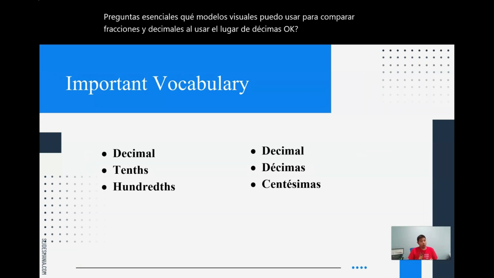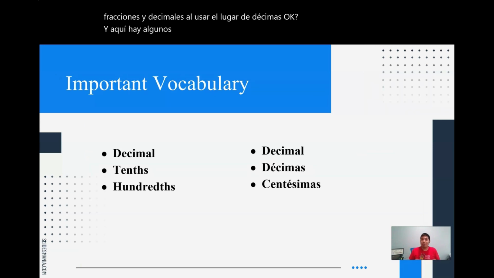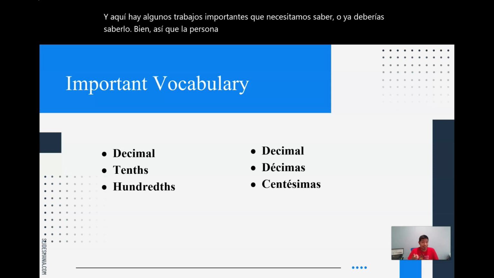And here are some important vocabulary that we need to know, or you should already know, okay? So first one is decimal. Then we have the tenths and hundredths. We should also know already what a fraction is, okay?